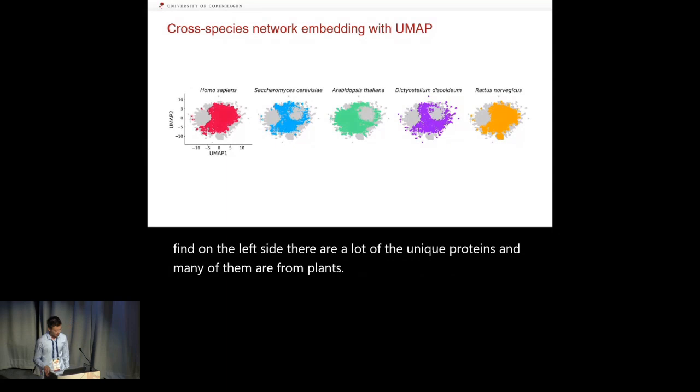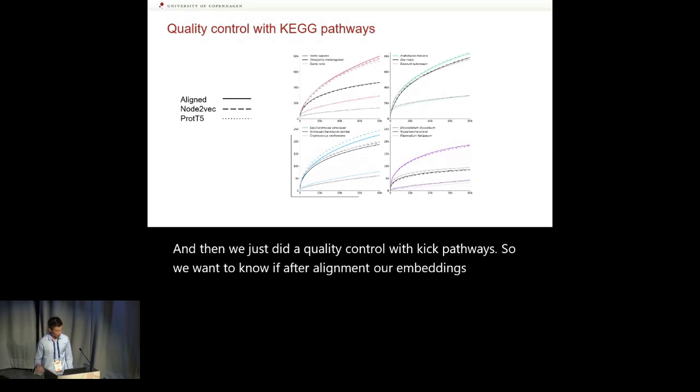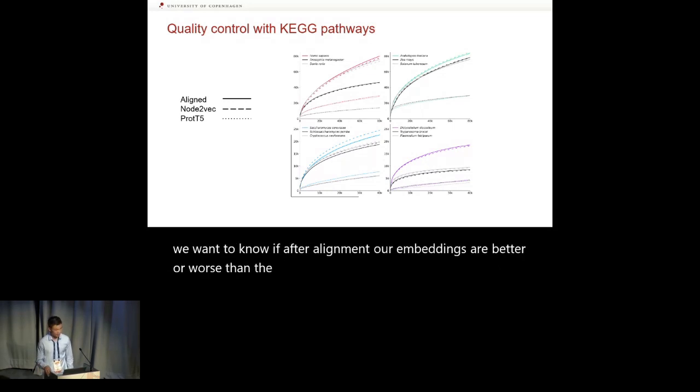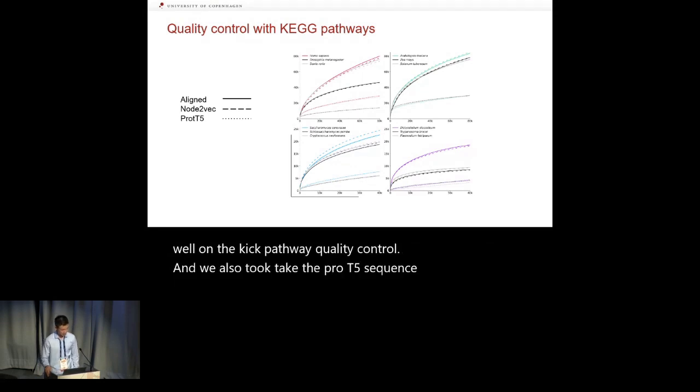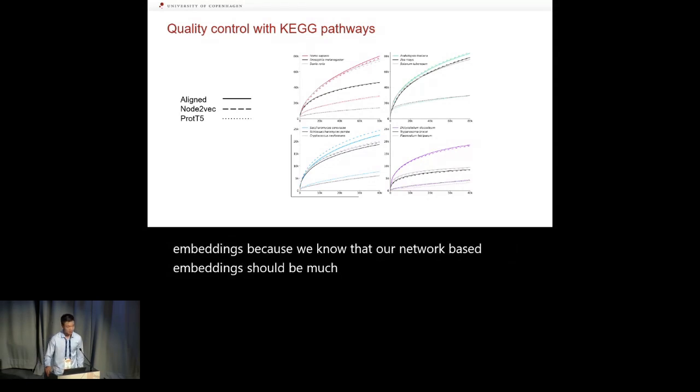And then we did a quality control with KEGG pathways. So we want to know if after alignment, our embeddings are better or worse than the original Node2Vec embeddings. As you know, STRING covers a lot of the pathways, so it should perform very well on the KEGG pathway quality control. And we also take the ProtT5 sequence-based embeddings, because we know that our network-based embeddings should be much better than the sequence embeddings, because we have the network information and the sequence embeddings don't.